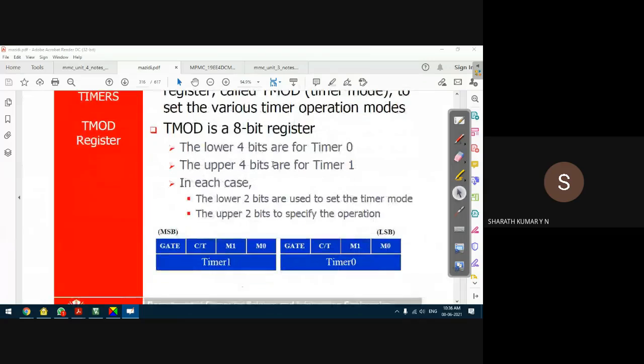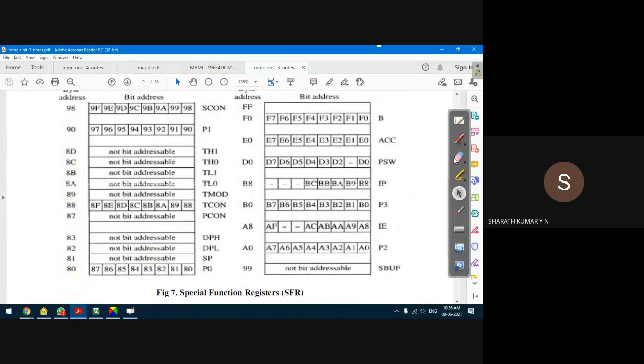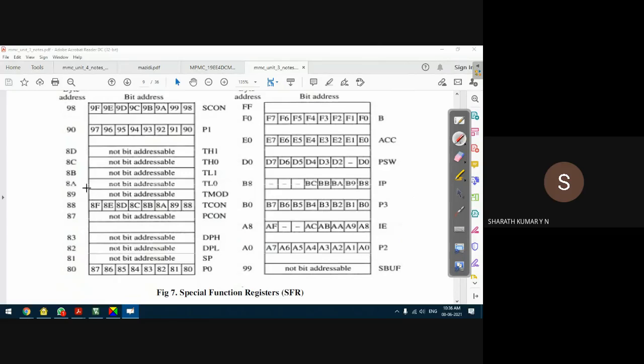Okay, TMOD. What is TMOD? By the way, guys, if you go to the special function register block, you can find TMOD just below the timer registers. The TMOD register is located at address 89H in the special function register block. It is also not bit addressable; it is byte addressable. What does this TMOD basically do? It will control these timers, control in the sense only in terms of mode of operation.